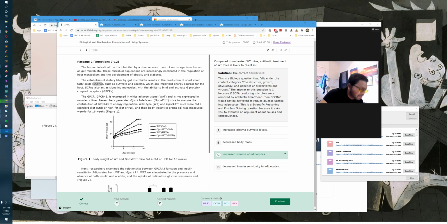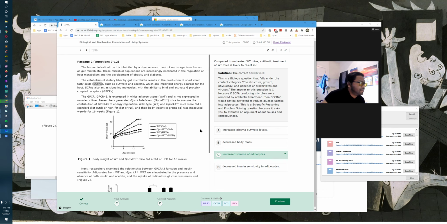I can do this even better, just from lowest to highest. Wild type standard diet, GPCR mutant standard diet, then wild type high fat diet, and then the greatest increase in body weight is GPCR mutant high fat diet. So you see what I did there? Okay, so that's just me making sense of the graph.